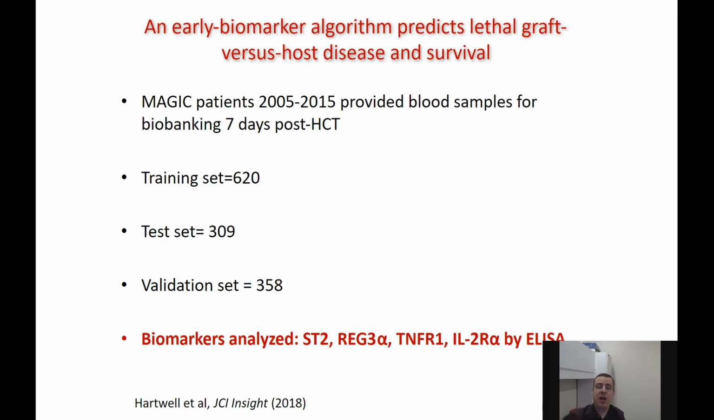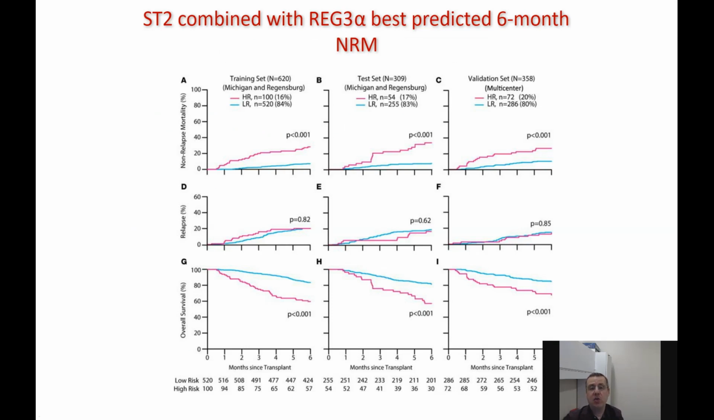In a different study, again by the MAGIC Consortium, this involved patients transplanted from 2005 to 2015, and they had provided blood samples for biobanking at 7 days post-transplant. Again, we had a large training set and a test set, as well as a validation set, looking at ST2, reg3A, TNFR1, and IL2 RA by ELISA. And they found that ST2 combined with reg3A measured at that time point best predicted 6-month non-relapse mortality, stratifying patients into high risk and low risk groups. And this was seen again in the training set, the test set, and the validation set.